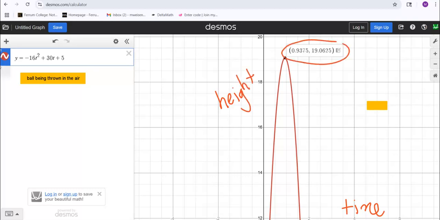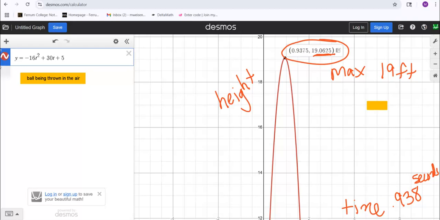So when I'm interpreting this vertex, I can say that the maximum height of the ball, remember we have a max because it's negative, and I can also see that the vertex is the highest point. The ball will reach a maximum height of about 19 feet or whatever units you're given. And then it takes about, we'll just say we're in seconds, 0.938 seconds, or however you're told to round.